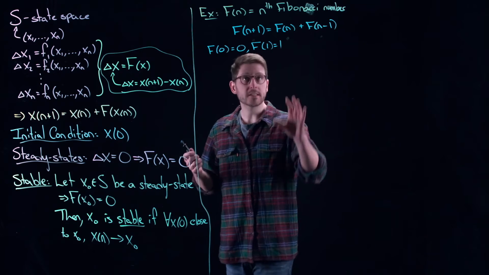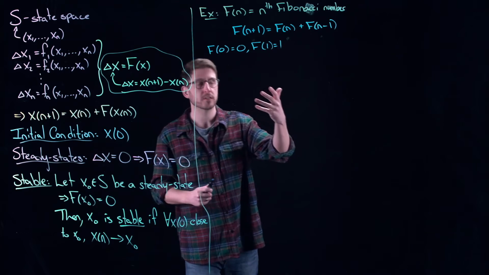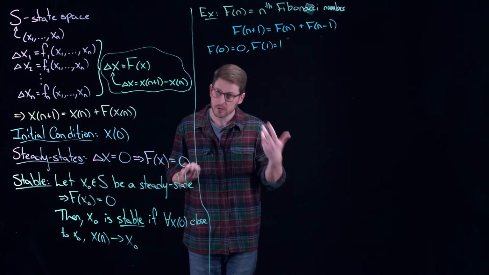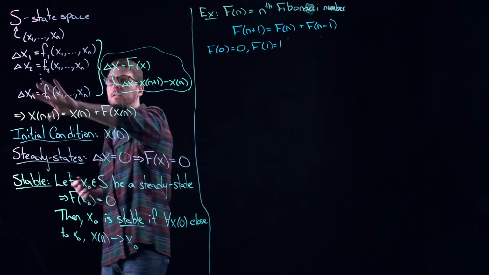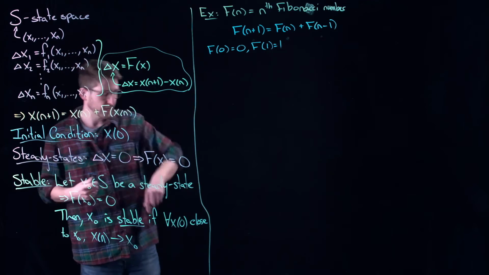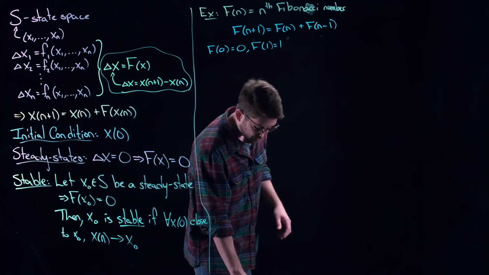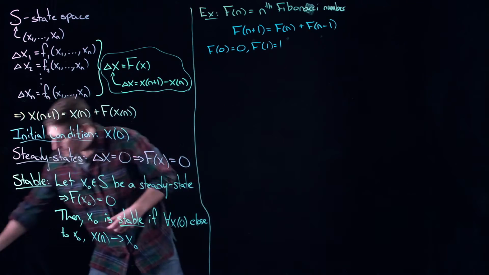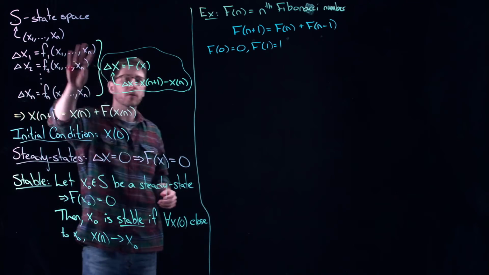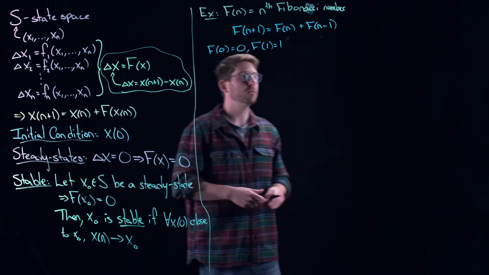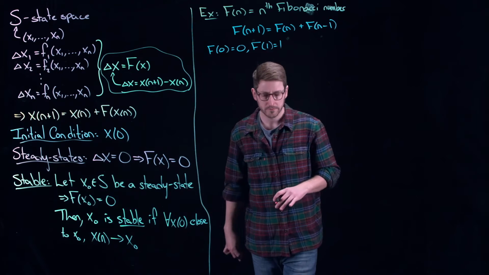So in some sense, this is already a discrete dynamical system. It has an update rule, just like Newton's method. What I'd like to do is write it in the form that I have right here. So how can I reformulate this to make it conform to what I have already on the board?